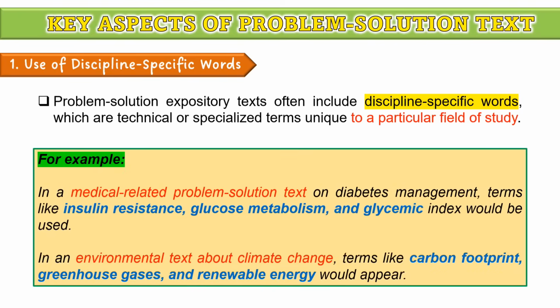For example, in a medical-related problem solution text on diabetes management, terms like insulin resistance, glucose metabolism, and glycemic index would be used. In an environmental text about climate change, terms like carbon footprint, greenhouse gases, and renewable energy would appear. Using discipline-specific vocabulary enhances credibility and helps communicate effectively with experts and professionals in that field.